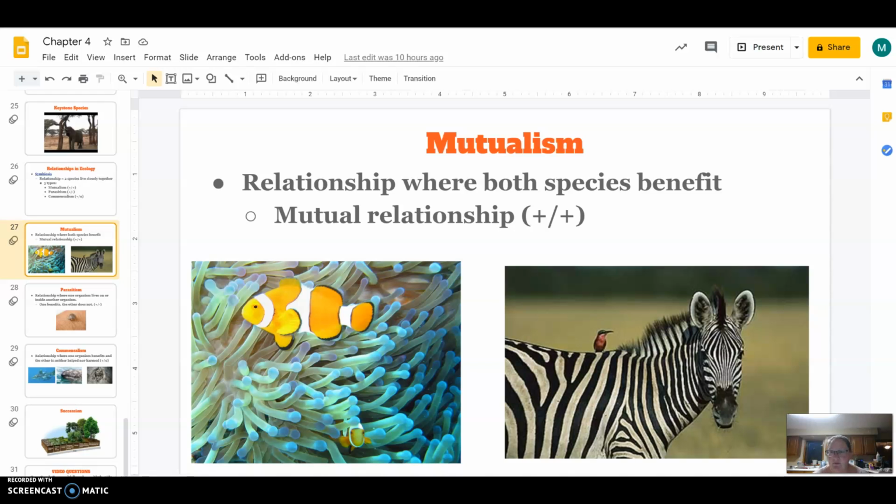And the next picture over is the bird on the zebra. The zebra gives the bird protection from predators, and the bird gives the zebra pest control by eating the bugs that are potentially parasitic on that. Are there any other relationships that you can think of that would be mutual relationships? Just think about that for a minute. The one thing that you need to notice on this slide is after mutual relationship, you see the parentheses with the 2 plus signs. So be aware that when you see 2 plus signs like this, it's referring to mutualism.